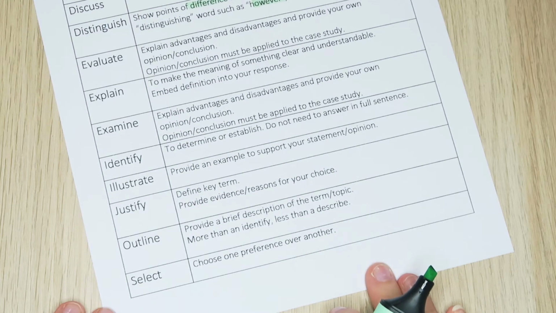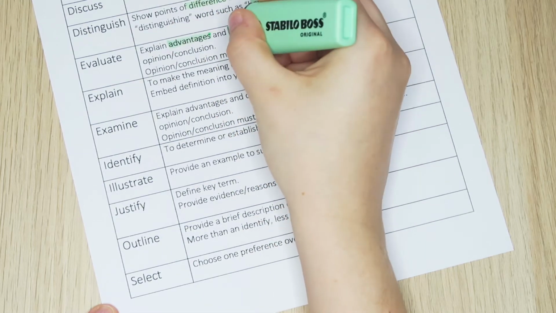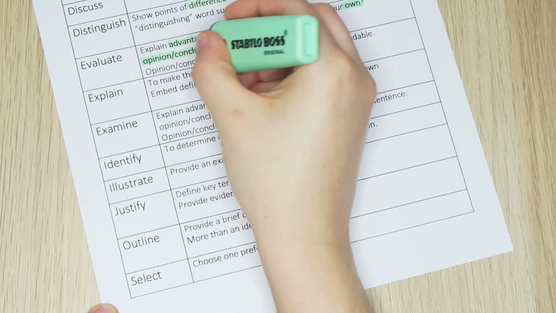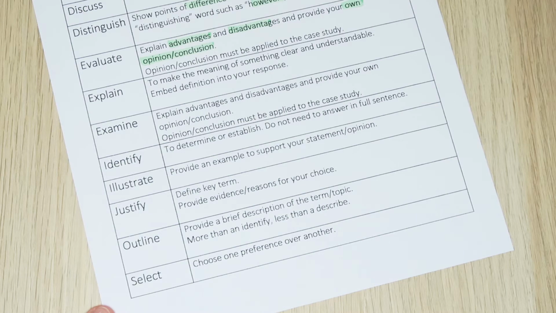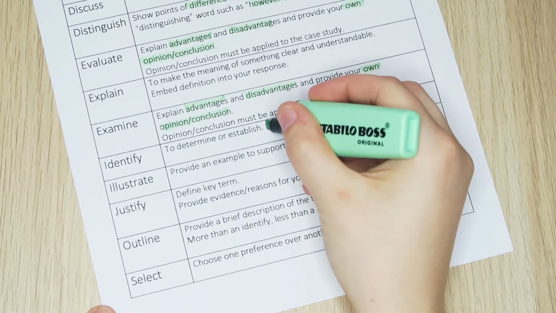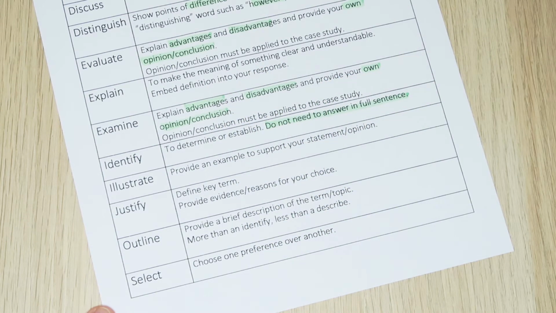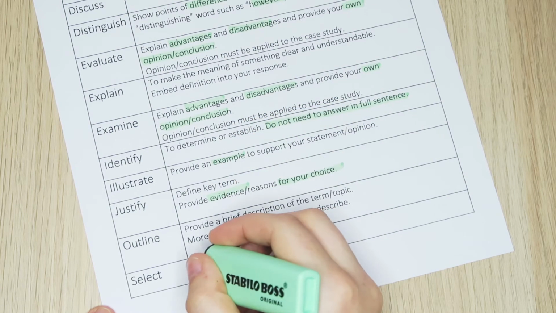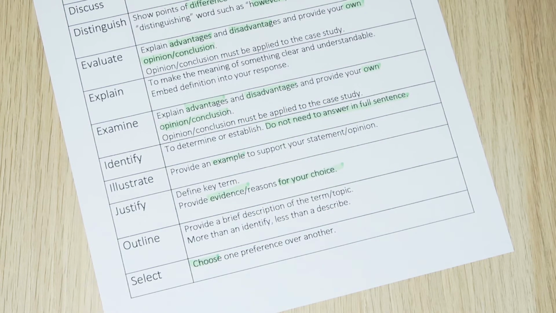When you're asked to evaluate something, settle in for the long haul, as these questions require you to explain the advantages and disadvantages of your topic, but also include your own opinion with a final conclusion that links back to the case study. Examine requires the same from you as an evaluate question, but the good news is that an identify is quick and easy. You don't even need to put your response in a complete sentence. Generally, you'll be asked to identify a type of strategy, so all you have to do is give its name. Illustrate requires an example to support your answer, and select requires you to make a choice.